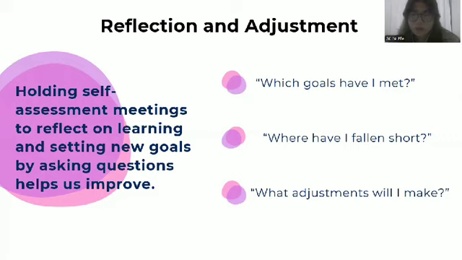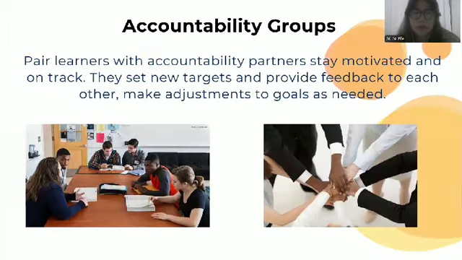And after these meetings, they can make adjustments based on their answers. This can also be done with peers or mentors in order to receive feedback, so it's also more beneficial after receiving feedback.